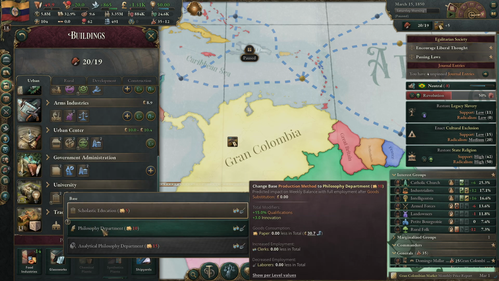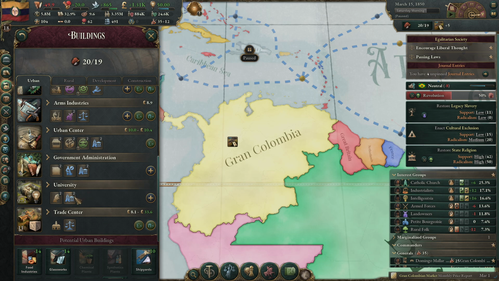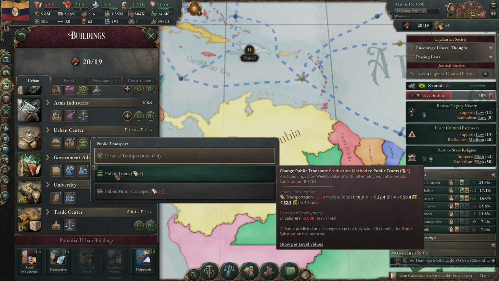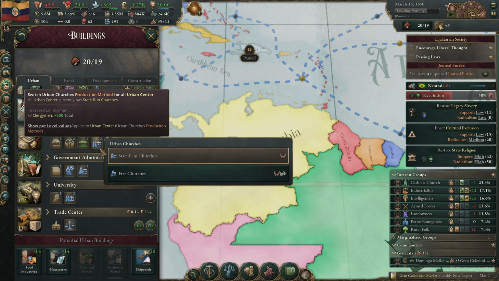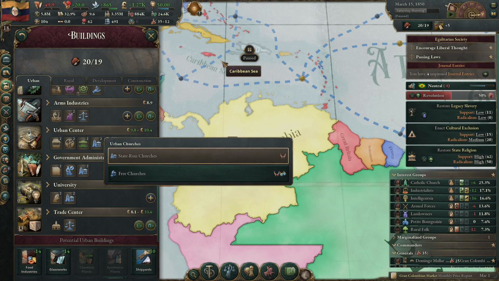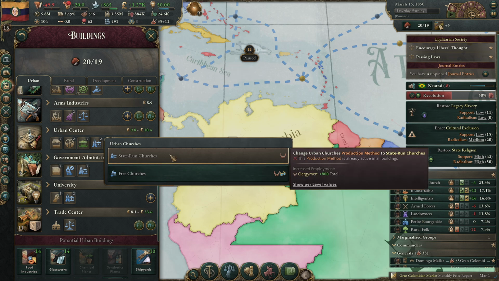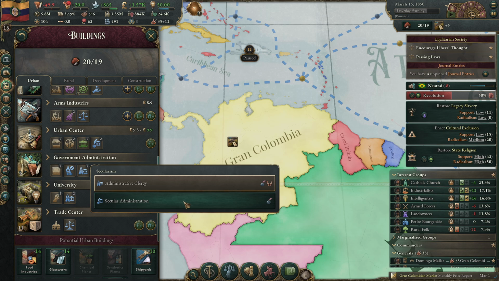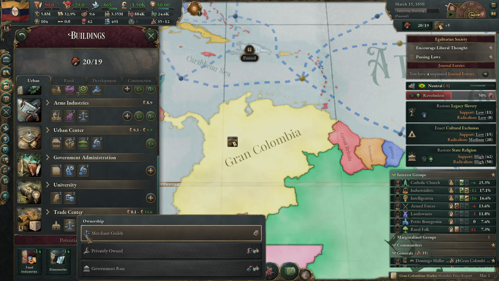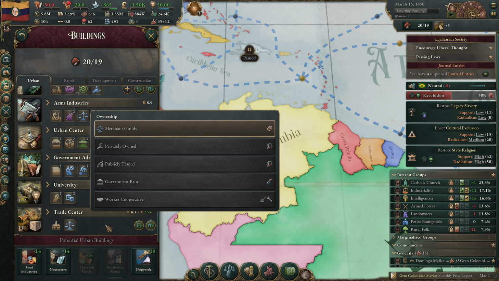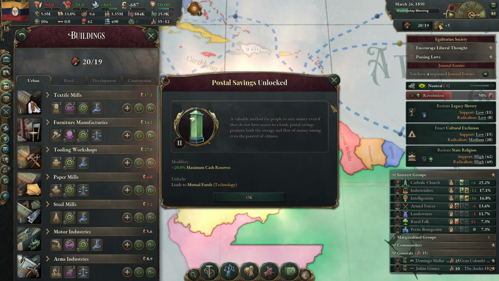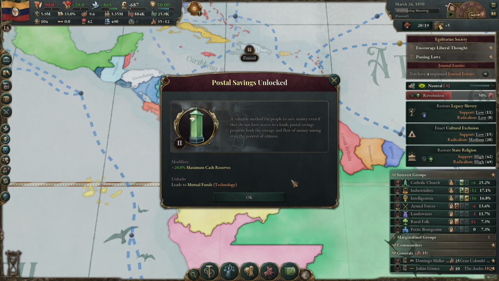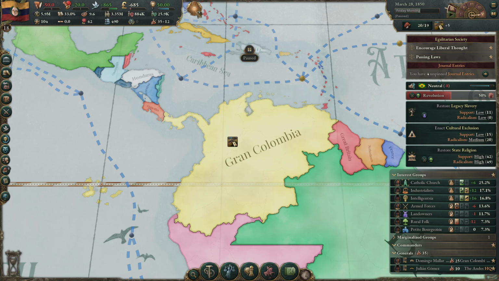We need to go to the philosophy department from our universities when they are getting built. And I could do the urban center. Free up a little bit of laborers. Yeah, I think that's a good idea. And we should maybe go to free churches because we don't want the clergymen to be so powerful. Let's put all the clergy out of their jobs where I can. So, we're using a little bit of our transportation. That is done.